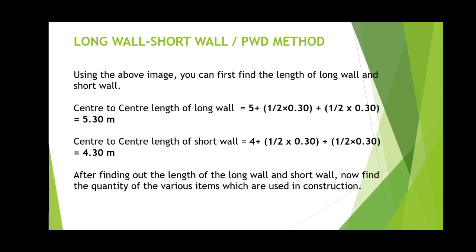5.30 meters. Similarly, for short wall we have to add 4 meters plus half width of item from one side and half width of item from the other side at superstructure. It gives the total center to center length of short wall as 4.30 meters.